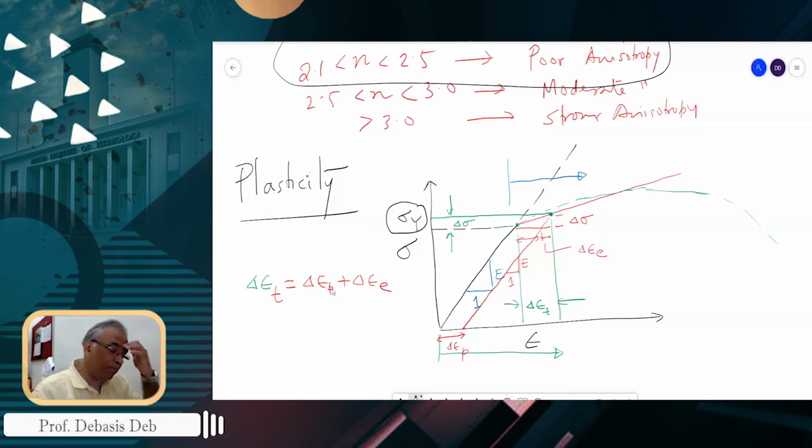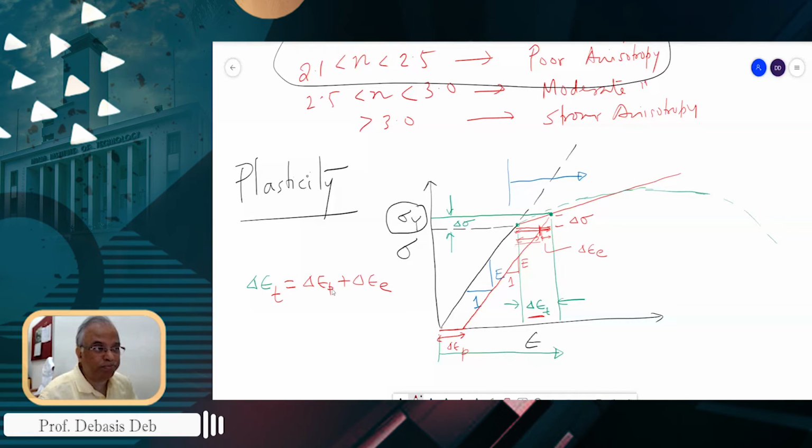Sir, I didn't get this delta epsilon P plus delta epsilon E. Okay, so you see this part. This is the total delta epsilon, right? From here to here, the total. Now, when I am drawing a parallel line, this has two parts. One is this part, which is basically the same, here to here, and this small one is the elastic part.